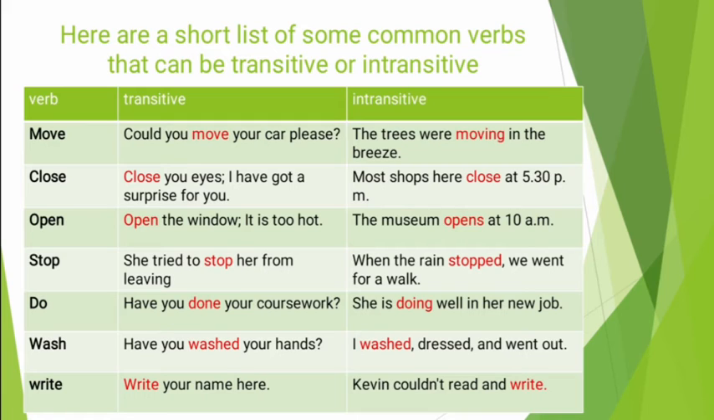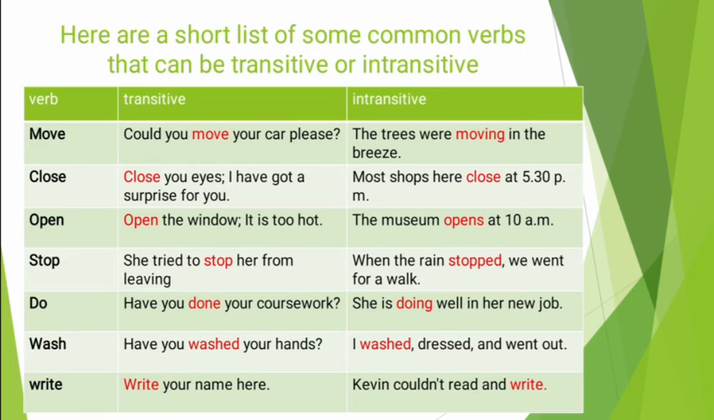And the next, close. Close your eyes. I have got a surprise for you. Here, your eyes is the object. And the next sentence, most shops close at 5:30 p.m. Open the window, it's too hot. The next, the museum opens at 10 a.m. In the first sentence, open the window, the word open is transitive, and in the next sentence, the museum opens at 10 a.m., opens here is intransitive.